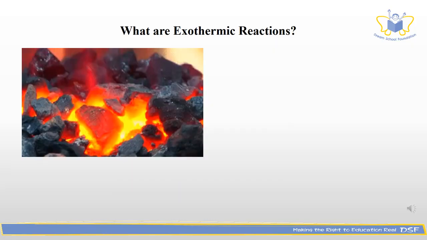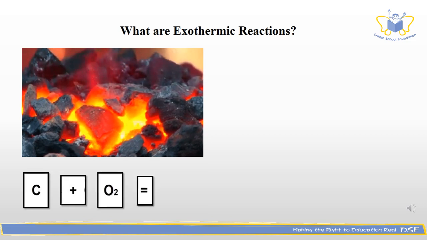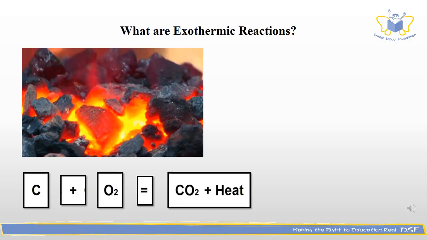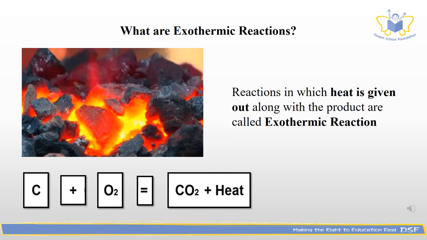Now, when we look at the picture, burning of coal, carbon plus oxygen gets combined and it gives carbon dioxide plus heat is released to the atmosphere. So a reaction in which heat is given out along with the product is called an exothermic reaction.